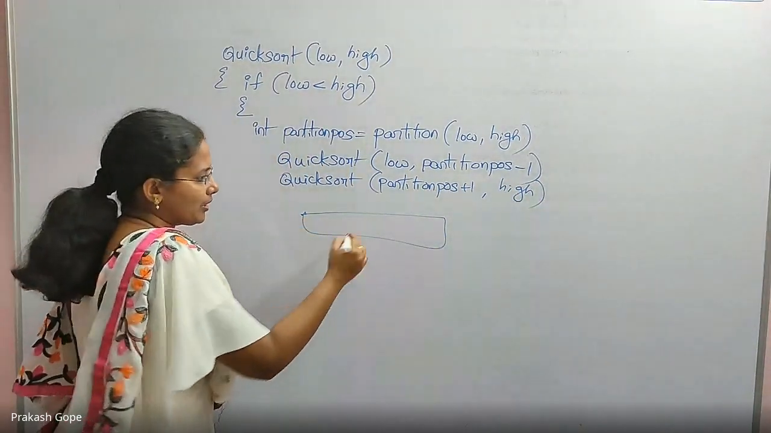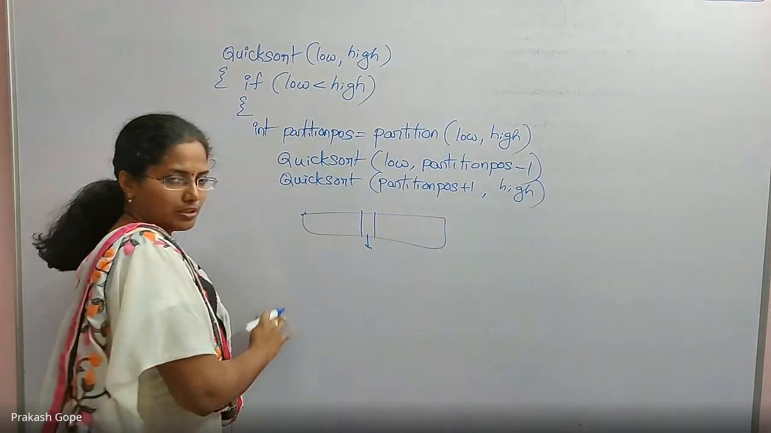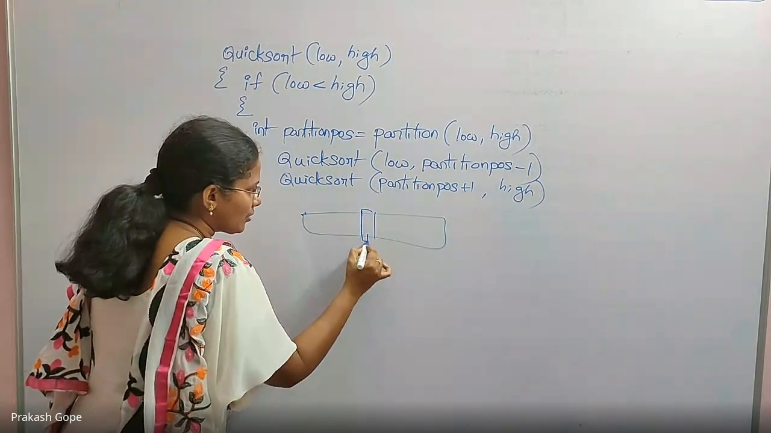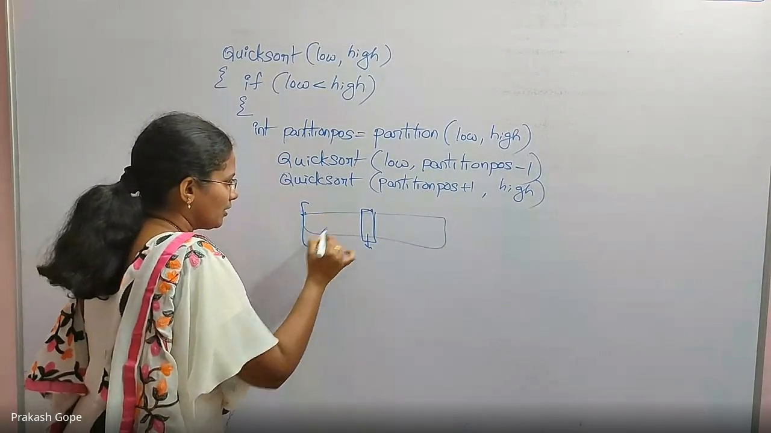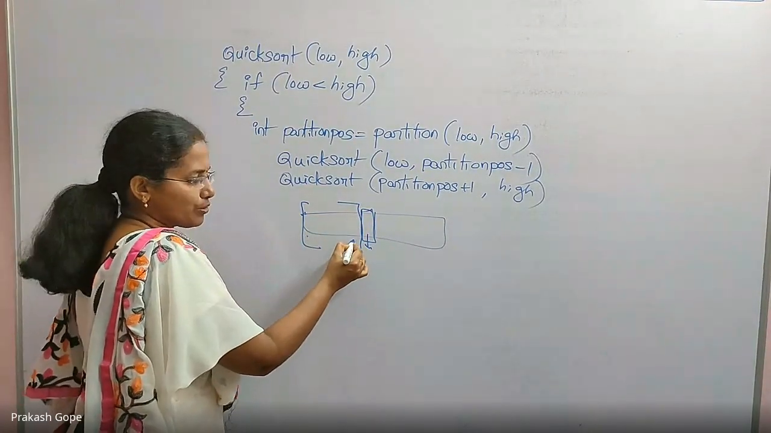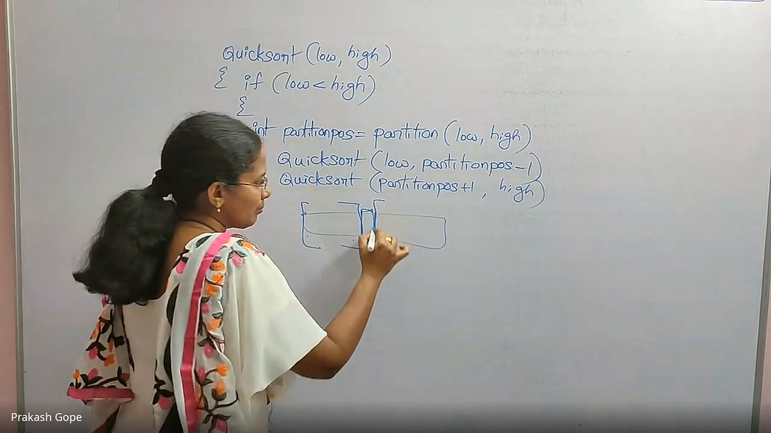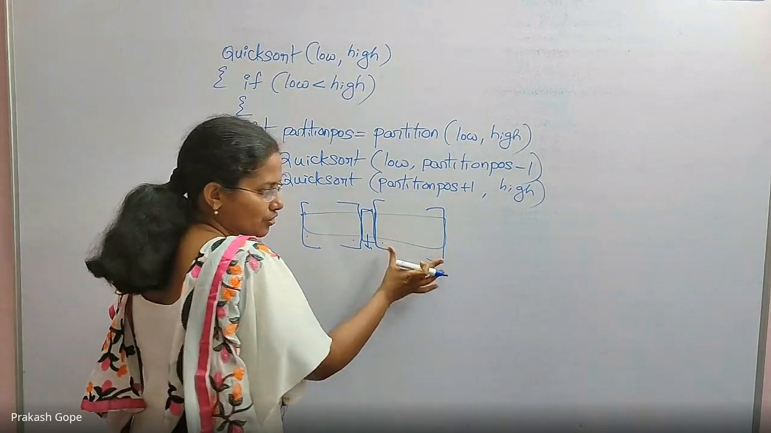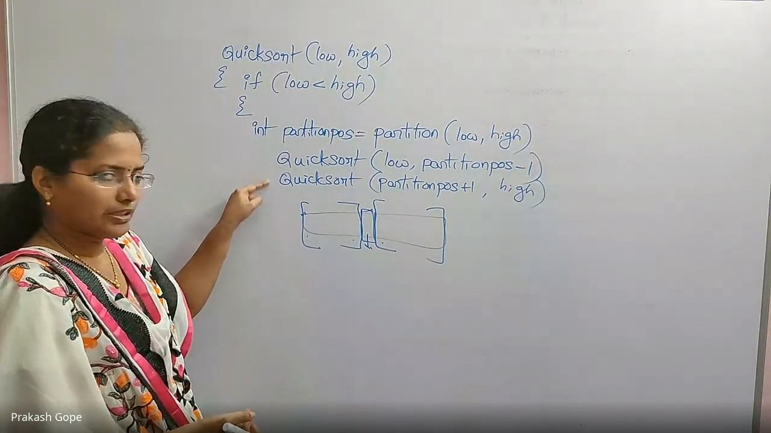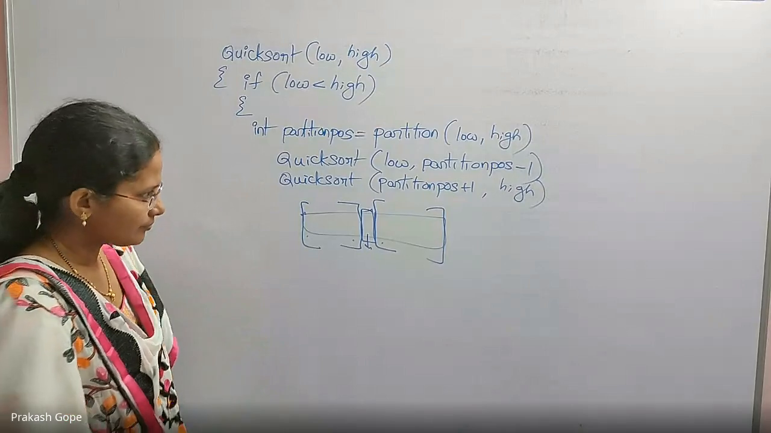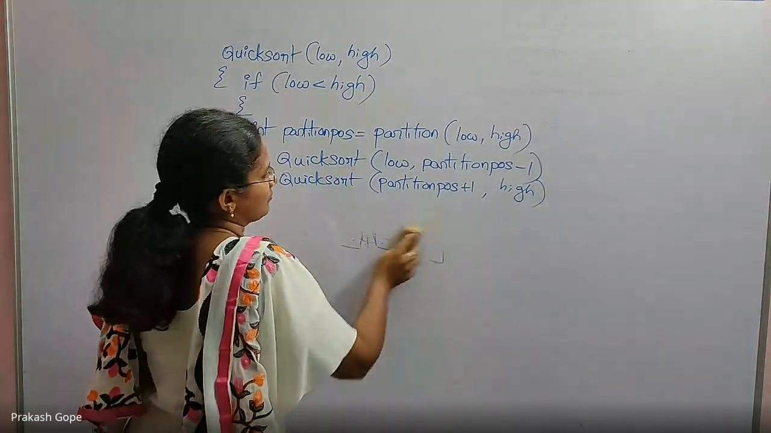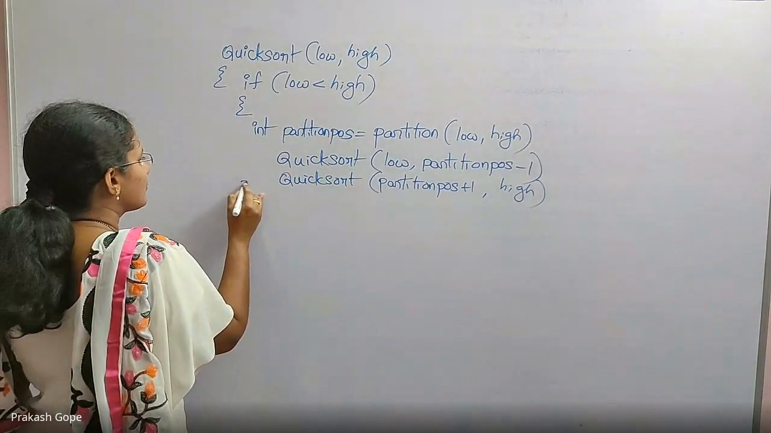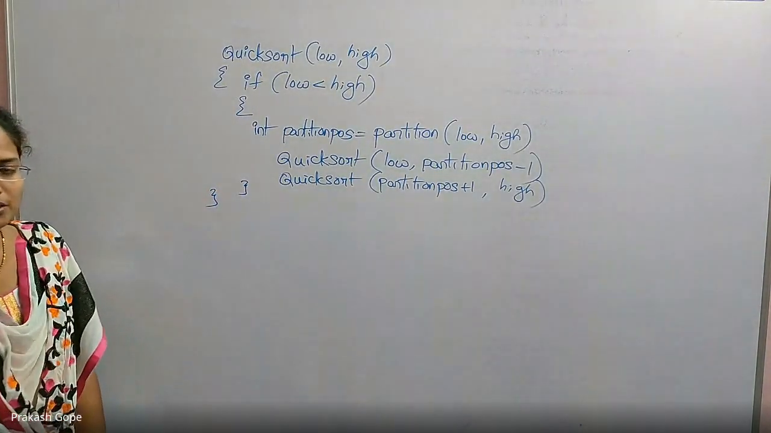See, this is the array. Partition function has given me this position, which means the pivot element has occupied this place. So it is already in sorted order. I will not disturb that. Low to position -1 is one part. Position +1 to high is another part. Quicksort on this piece, quicksort on this piece. That's what I have done. That's all. This is quicksort algorithm.